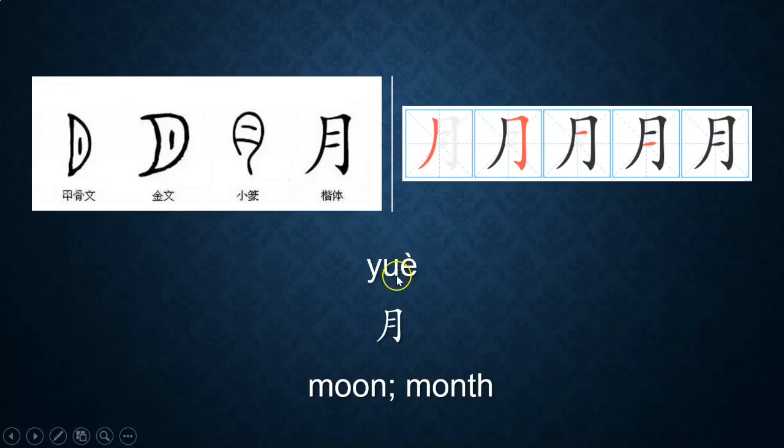So people might say, okay, Miss Ran, how does the character moon become the character month? Why did the meaning of the character change? Sometimes in Chinese characters, one character can mean several different things. And if I'm looking at these two meanings, I can actually see that they're related. But you might ask Miss Ran, how are moon and month related to each other?